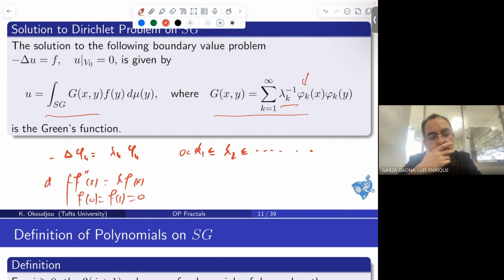And you can think about these functions as some sort of function that looks like your sine and cosine function on the unit interval. They are not polynomials. They are just eigenfunctions of the Laplacian. All right. Okay. Thank you. Any other questions?